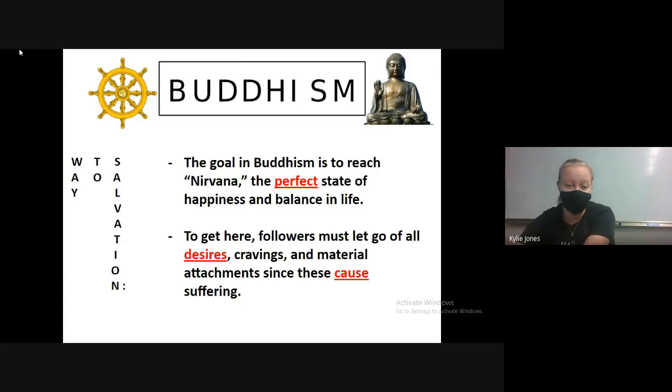To get there, followers must let go of all of their desires. So they can't desire anything in life anymore. No more cravings. They can't have any material attachments. So things like money, clothes, well, they wear clothes, but like books and things like that, they just have to get rid of them because these types of things cause suffering. And their goal is to get rid of their suffering so that they can reach nirvana.